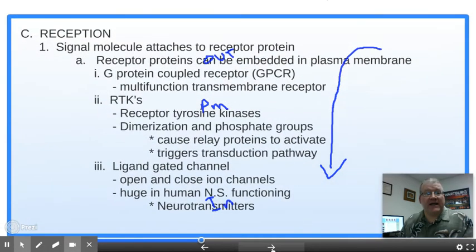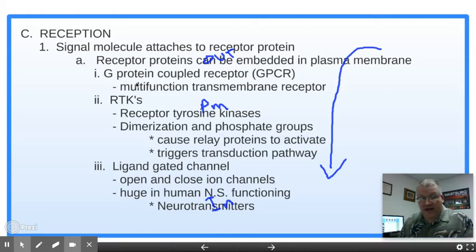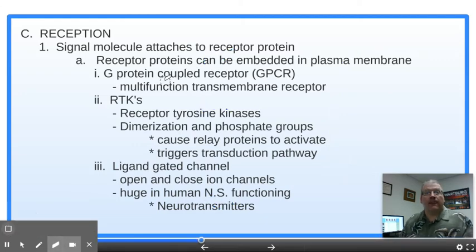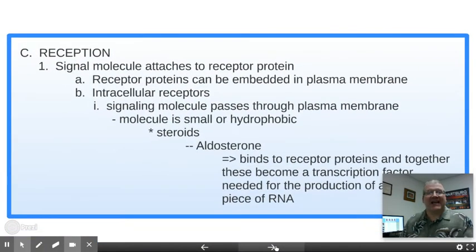So we have three kinds of reception that we're going to deal with that are embedded in the plasma membrane. Three types of reception that are embedded in the plasma membrane: your G protein coupled receptor, your receptor tyrosine kinase, and the ligand-gated channel. Now, what if a signal is received inside the cell?